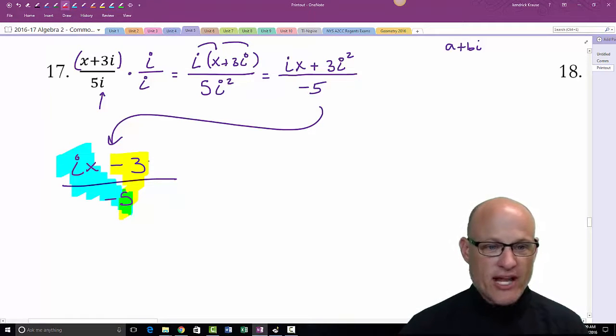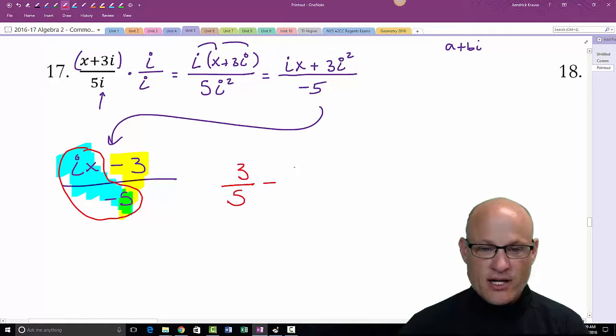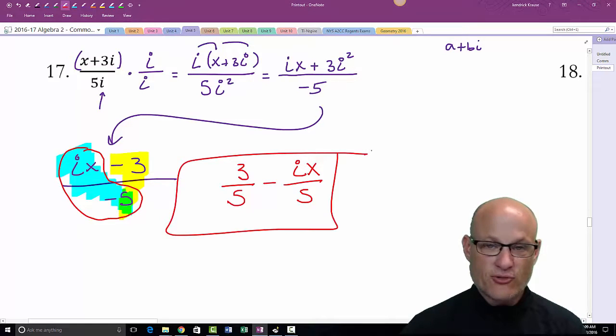We're going to write this as negative 3 over negative 5. Isn't negative 3 over negative 5 just 3/5? So 3/5. And then I'm going to do this one. Well, that's a negative, so minus ix over 5. There's your answer.